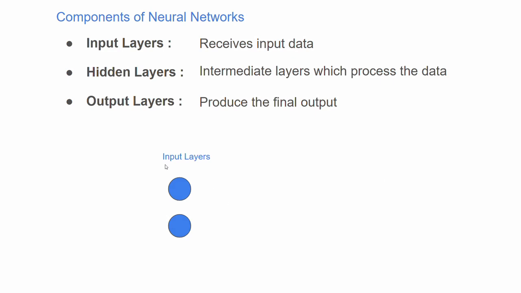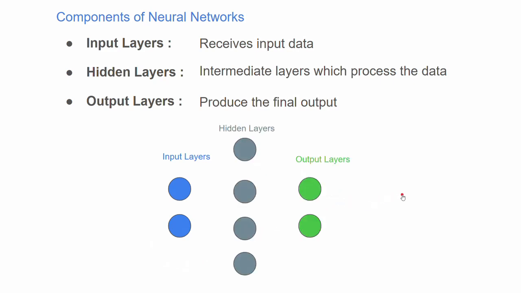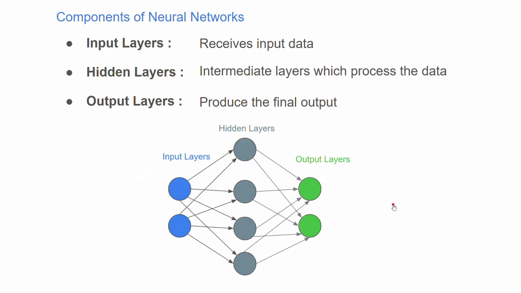So say this is the input layer, then we have the hidden layers, and then we have the output layers. So the input layer will get the information, feed it to the hidden layer to process it, and then give it out to the output layer. That's simple. In between, there are some mathematical calculations happening. Okay, let's move to the next.